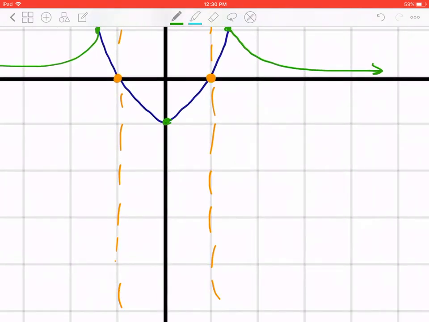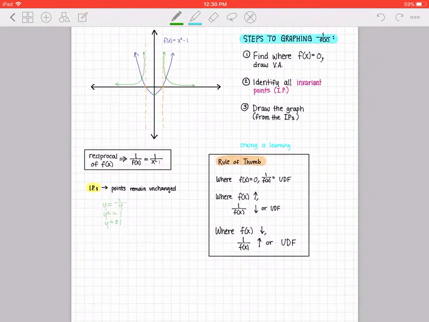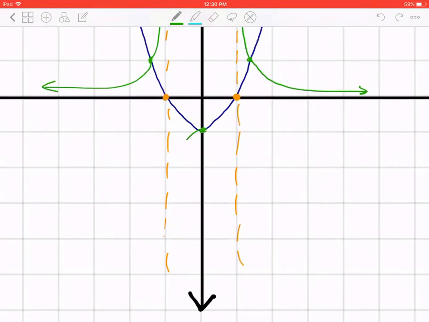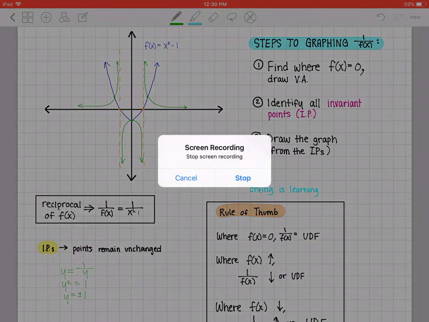Now we have another invariant point here. Notice how the original function is increasing. So if we remember the properties, you know that the reciprocal is going to be decreasing here towards the asymptote, but never touching it. And that is how you graph a reciprocal function. Anyways, I hope this makes sense.